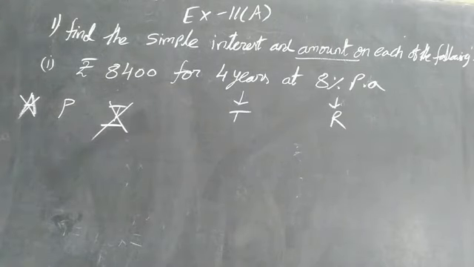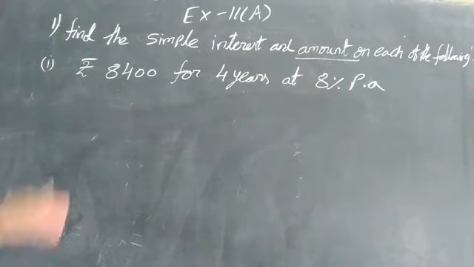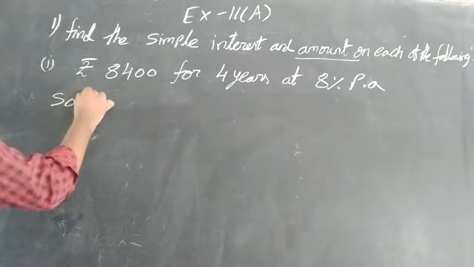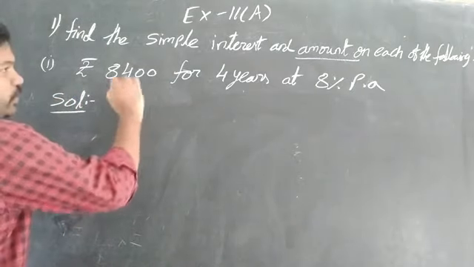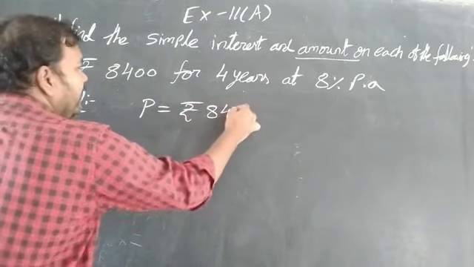Those who cannot read and understand the question, we have to follow it like this. Those who can read and do it directly, you can do that. For the next sums onwards I will not give this much detailed explanation. Now, given sum, solution. Find the simple interest. So interest is not given. This is principal. P is equal to rupees 8,400.